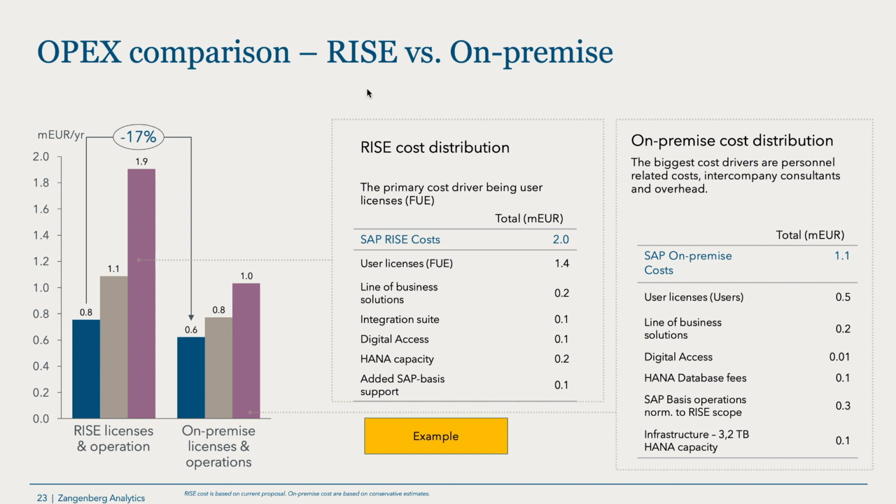The main difference between these two is, of course, that RISE is a subscription model, meaning that you are leasing, if you will, or renting both the licenses, so the access to the system, the usage, the infrastructure, and so on. So as long as you're paying, you have access to that. If you're not paying, you don't have access, and that makes for a slightly stronger lock-in to SAP.